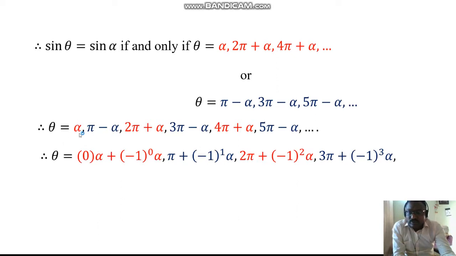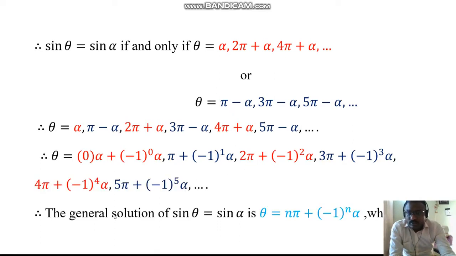And this can be written as, alpha can be written as 0 into pi plus minus 1 raised to 0 alpha. Pi minus alpha can be written as pi plus minus 1 raised to 1 into alpha, like this. And therefore the general solution of sin theta is equal to sin alpha, we can generate all the solutions from this formula: theta is equal to n pi plus minus 1 raised to n alpha. This result holds for all positive integers, and similarly we can prove it for the negative integers for anti-clockwise directions.